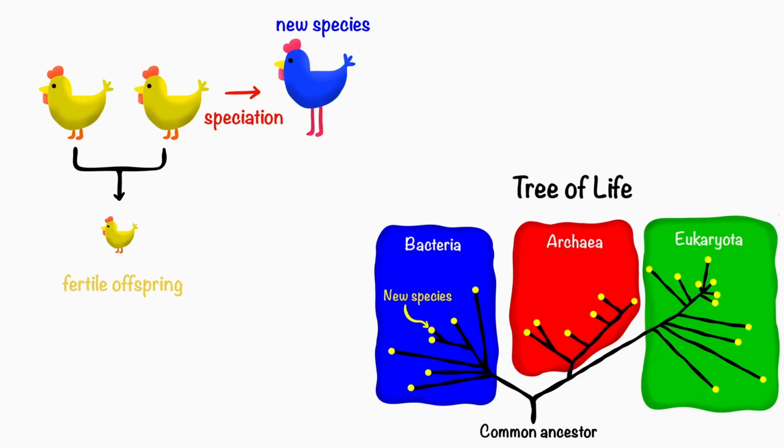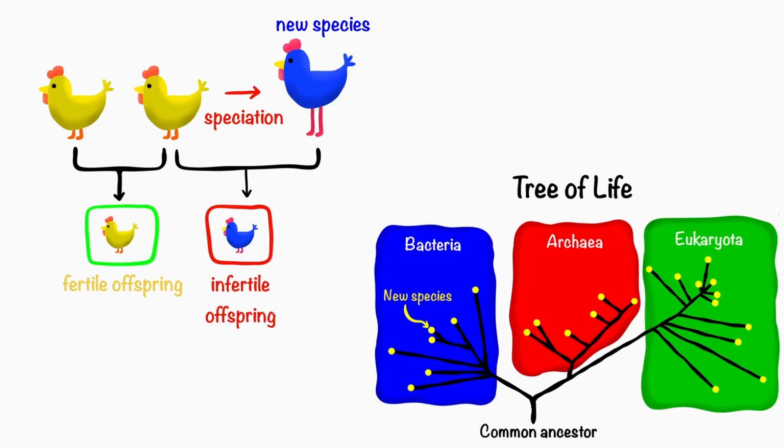A species is a group of similar organisms that can reproduce to give fertile offspring, while speciation is the development of a new species. Speciation occurs when populations of the same species become so different that they can no longer successfully interbreed to produce fertile offspring. In other words, they've evolved into separate species.